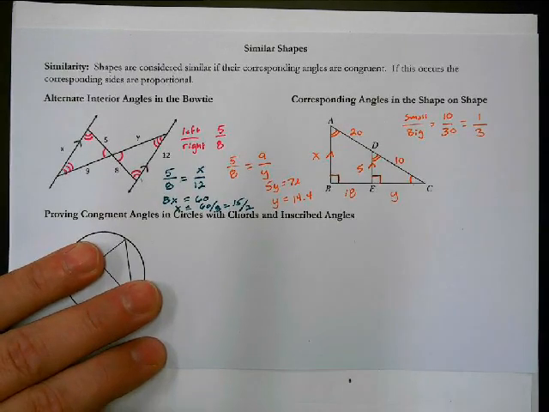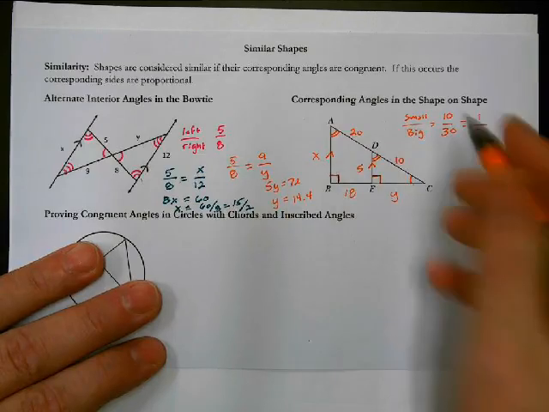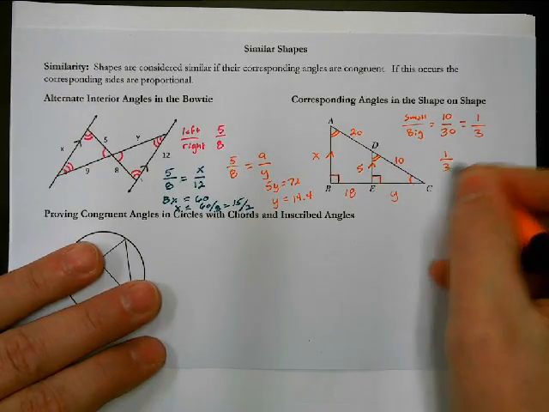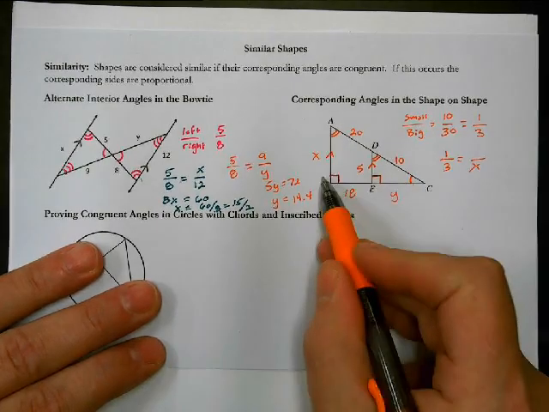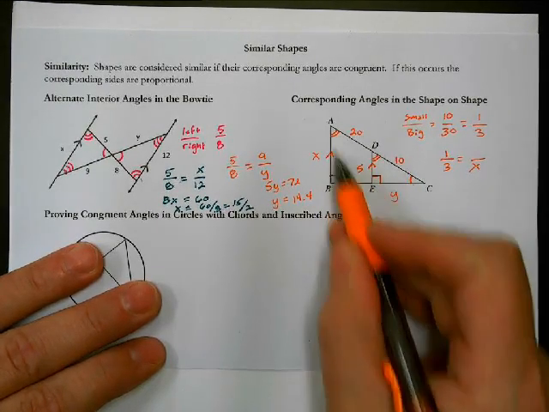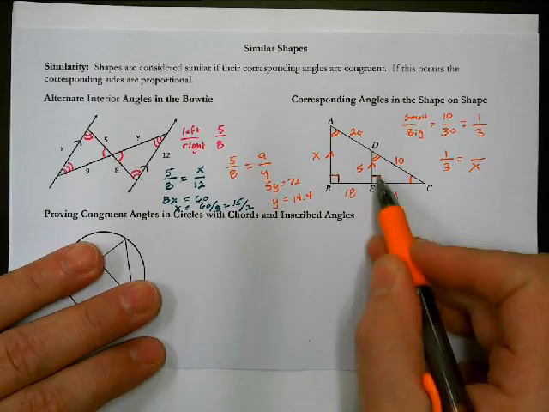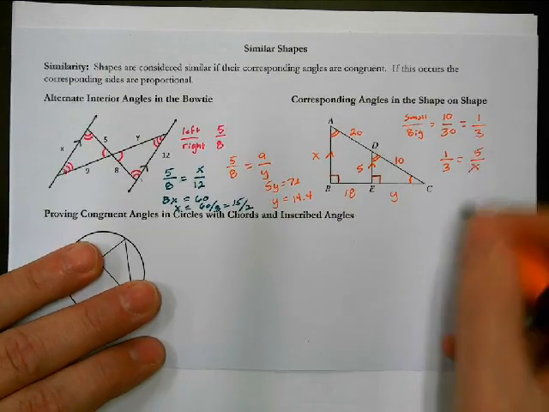So let's say I want to find x. X is from the big one, so I would put x in the denominator. What corresponds to x on the small triangle? Well, 2 tick marks and 90 degrees, 5 does. Now you can use cross products, and x is 15.